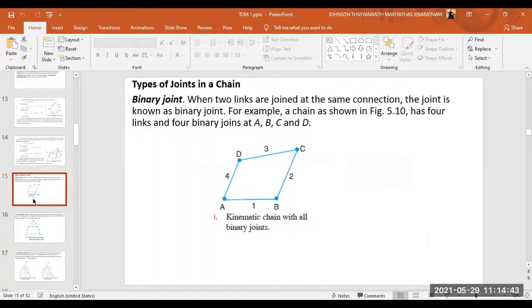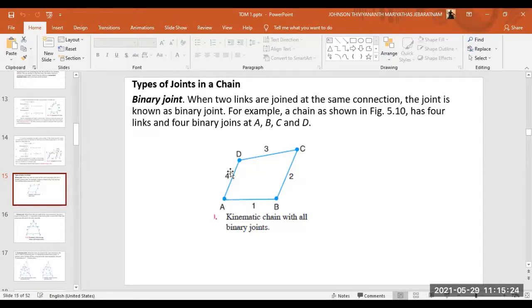Right? Simple. If two links are joined, when two links are joined in a joint, that is binary. For example, a chain shown in figure 5.18 has four links and four binary joints at A, B, C, and D. These are four joints, and they are four binary joints. Why? Two links are joined at the same connection.